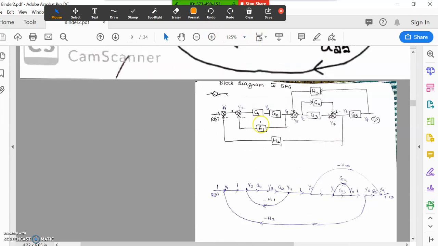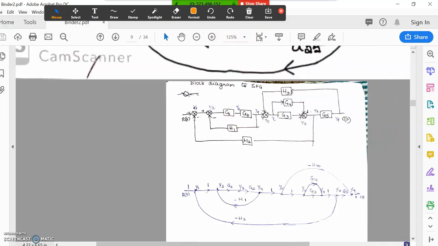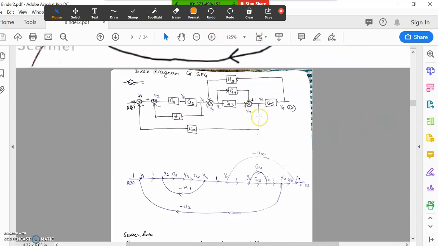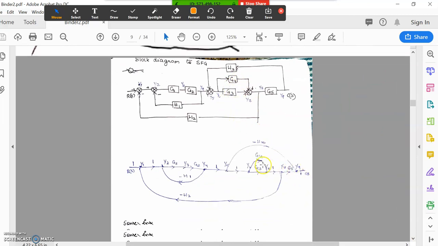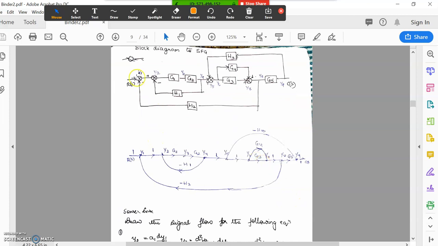Let us draw the next one now. For this block diagram, how do we write the signal flow? Once a block diagram is given, we have to give names for all the points. Let the summing point be y1, let this be y2, let this point be here.